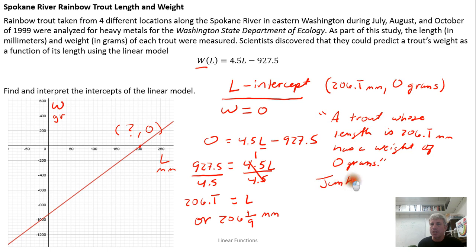There's a sense in which we can say it's junk, because a 206 millimeter trout isn't going to be weightless. But this intercept would be useful if we were trying to find, for example, the domain and range of this problem. And usually finding intercepts is part of the domain and range finding process. Sometimes the intercepts give you useful information. Sometimes they don't, which is part of why we want to be able to interpret the intercepts to identify whether or not they are meaningful in the context of the application problem.